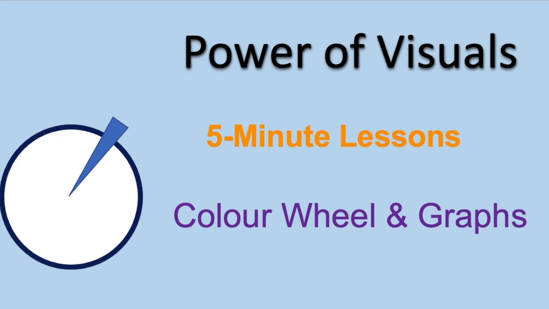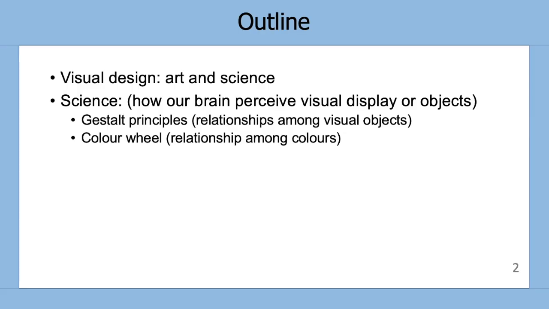In today's video, we will be covering the color wheel. Here is an outline of today's video, and we wanted to highlight that visual design is both an art and a science. It is an art because we design visuals to appeal to the human eye, but it is also a science because we consider how the human brain perceives visual objects when designing these visuals.